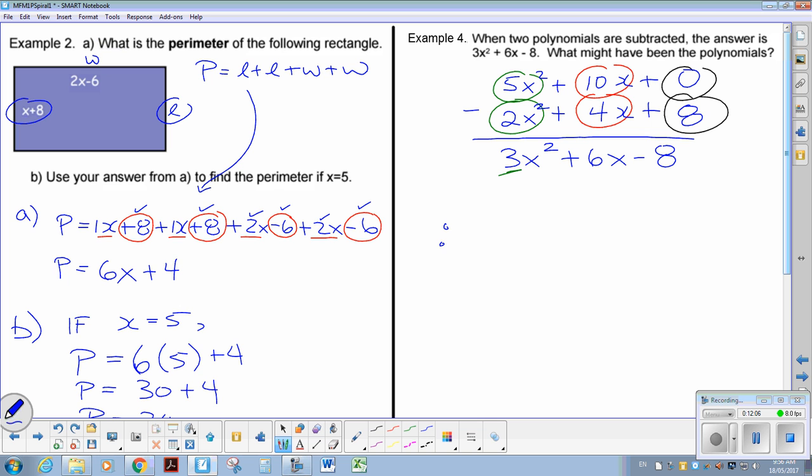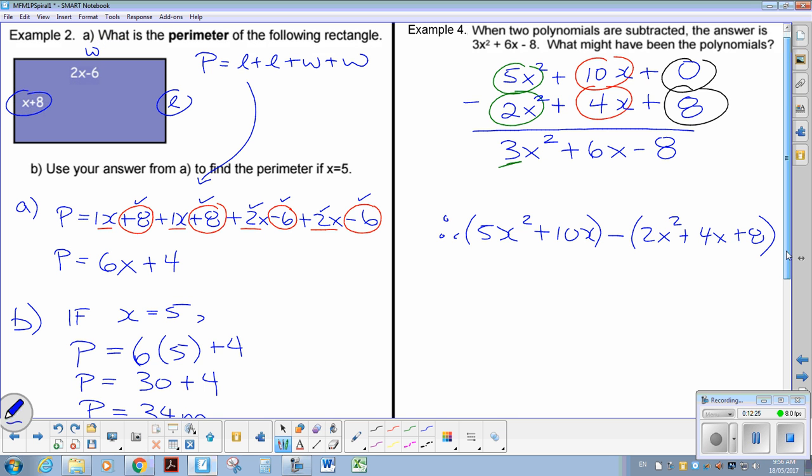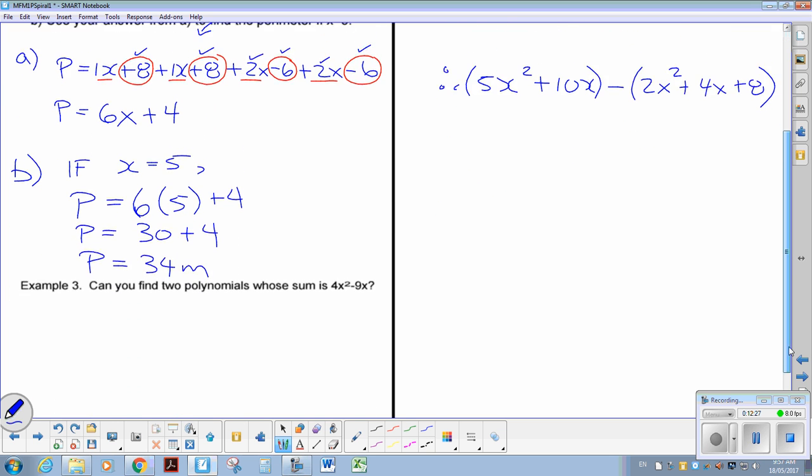So therefore, 5x squared plus 10x minus, we'll put them in brackets, 2x squared plus 4x plus 8 would work. All right, and there's an infinite number. You can use whatever numbers you want to work in there, but that is your process. You're just figuring out what two will give you that particular answer.